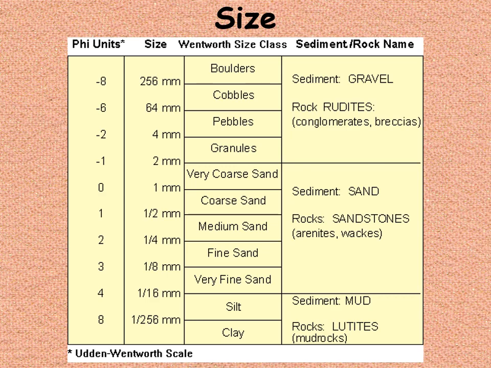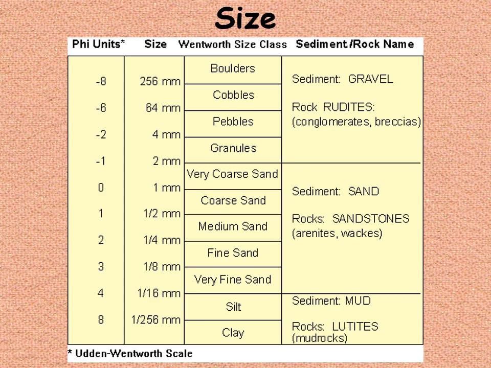The smallest unit, in which the sedimentary particle size is less than 1 by 256 millimeter in diameter, is known as clay. The higher size is known as silt. After that, sand, then granules, pebbles, cobbles, and boulders. So these are the 7 size classes proposed by Udden and Wentworth in 1922.